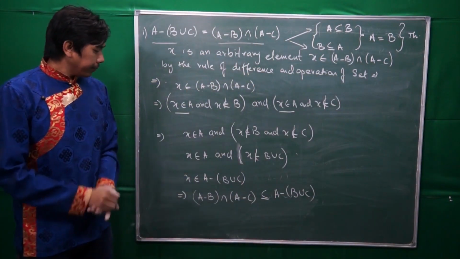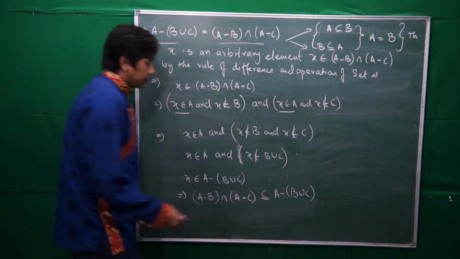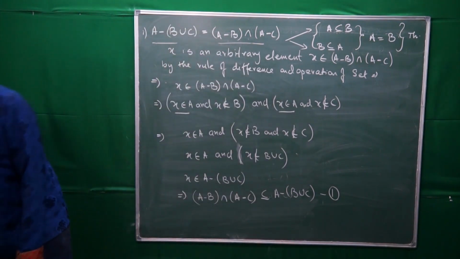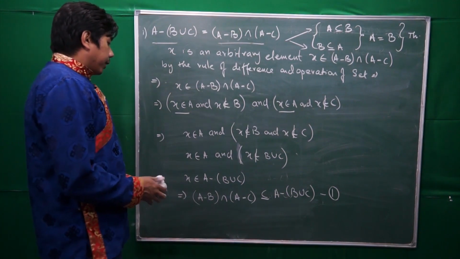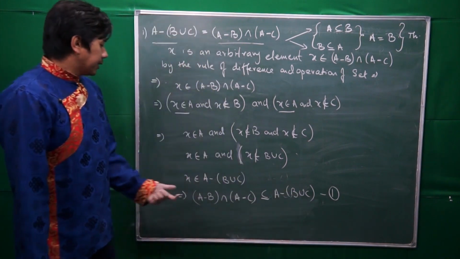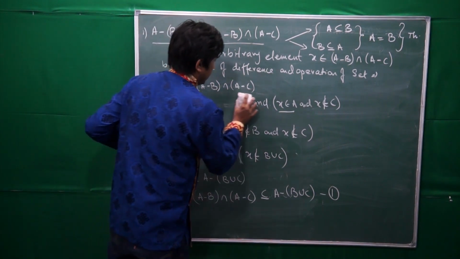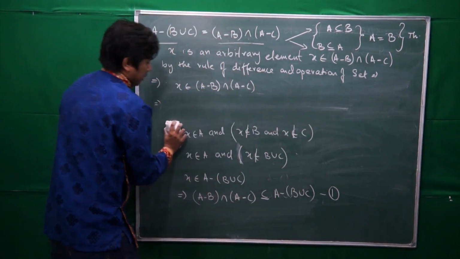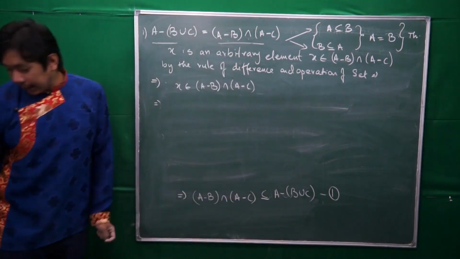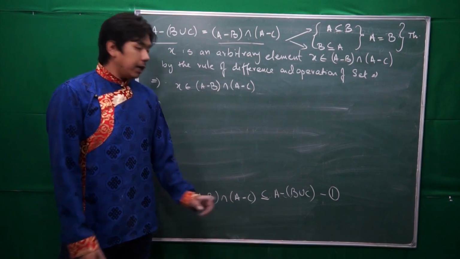Simple. Okay. So my first job was to prove that this is a subset of this, which has been done. Now this is my equation number 1. For equation number 1, (A minus B) intersection (A minus C) is a subset of A minus (B union C). Similarly, through this method, we'll be proving that A minus (B union C) would be a subset of (A minus B) intersection (A minus C).